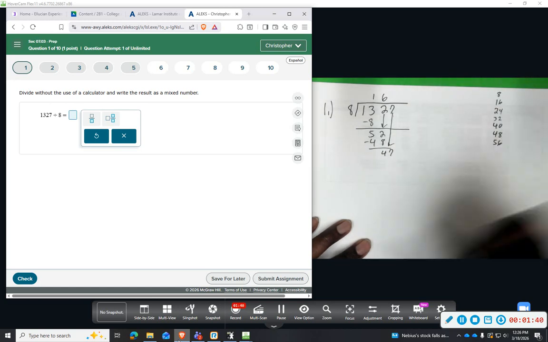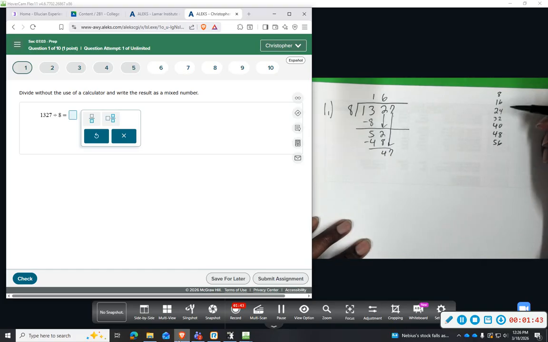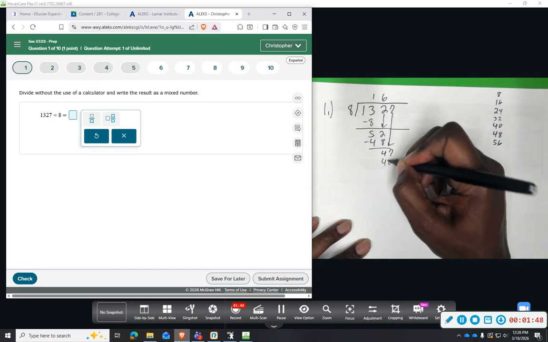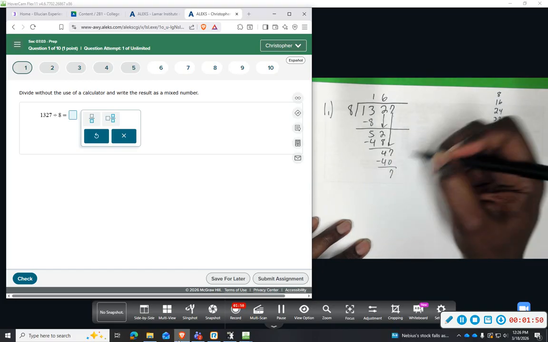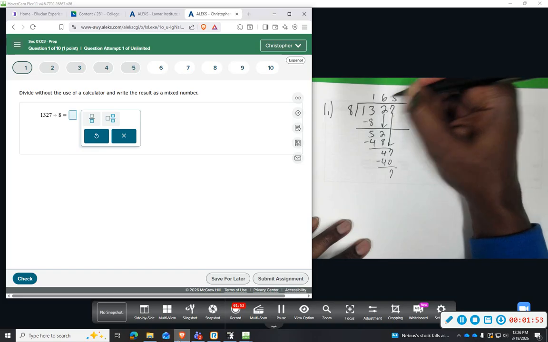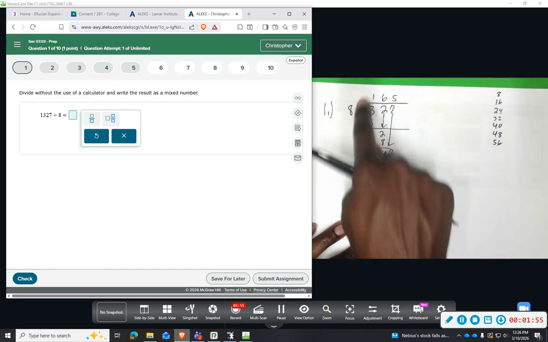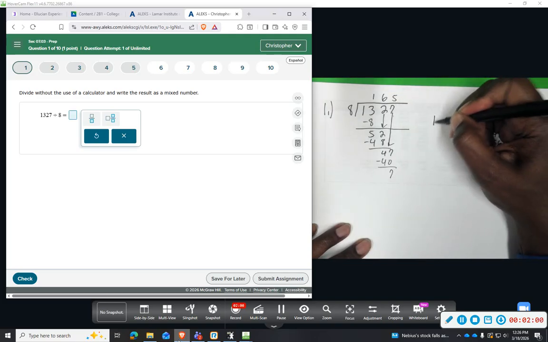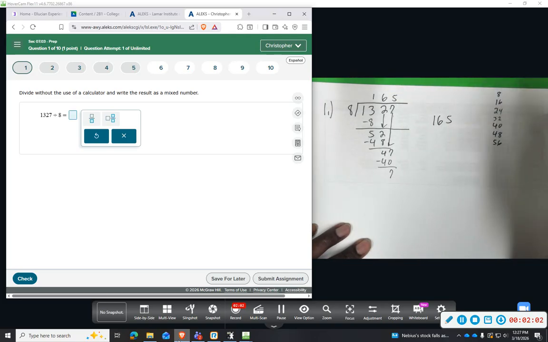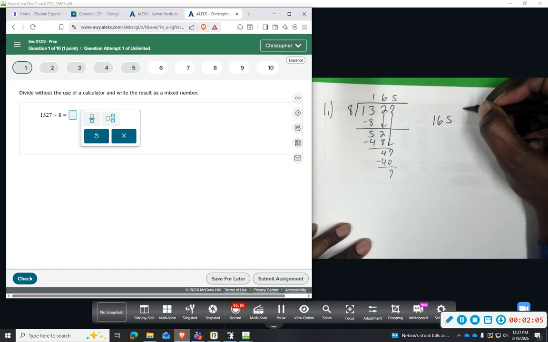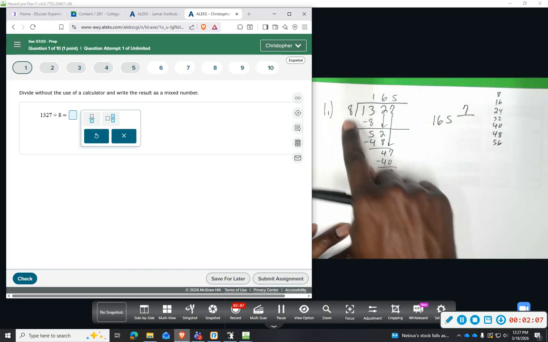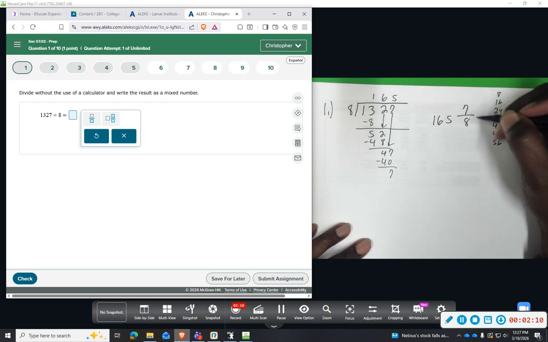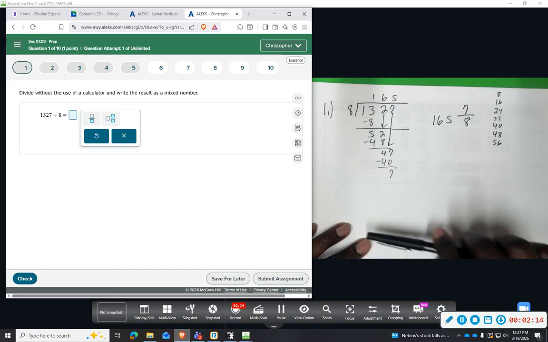And then we just continue the process until we can no longer go. This one will be 8 times 5, which is 40. Subtract, and we're left with 7. I'm going to put the 5 up there. So this is your whole number. When we write our mixed number, it went in there 165 times, so 165 is my whole number. My remainder of 7 will be the numerator, and my divisor, 8, will be on the bottom. It should always end up with a proper fraction and a whole number part.